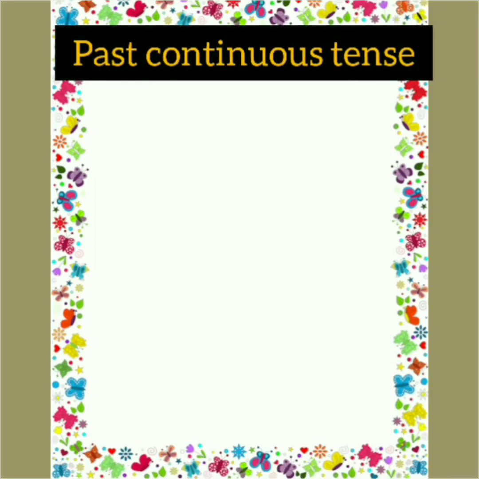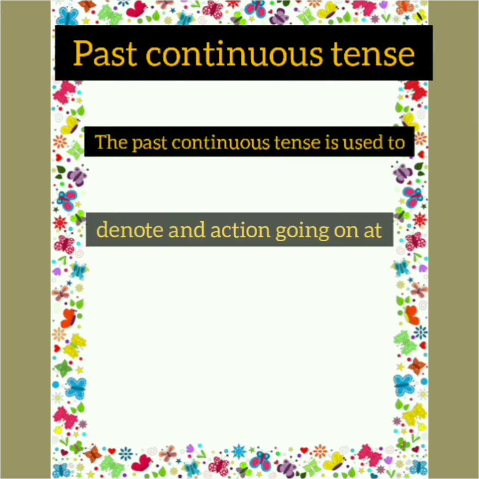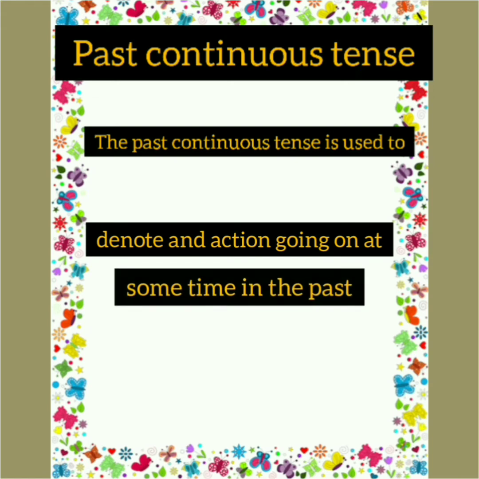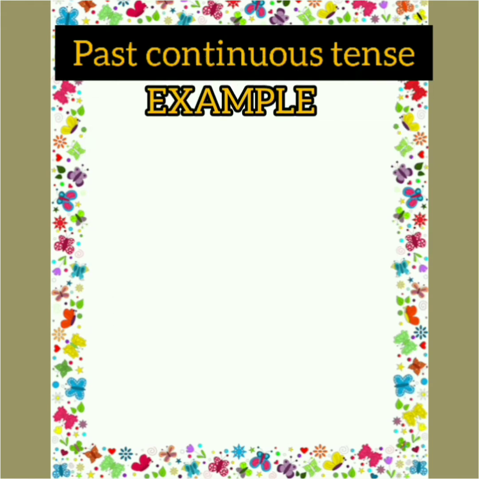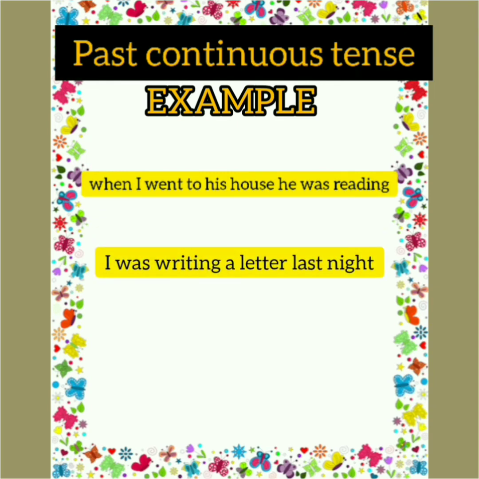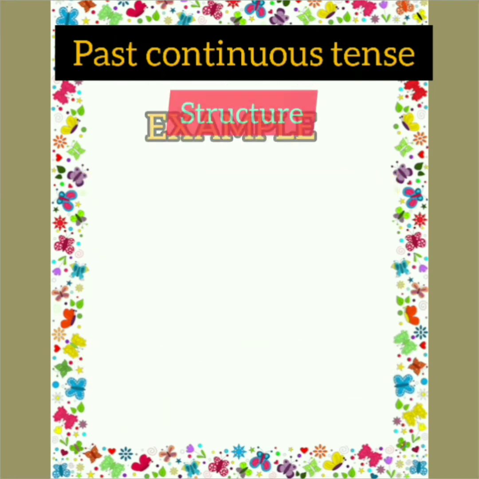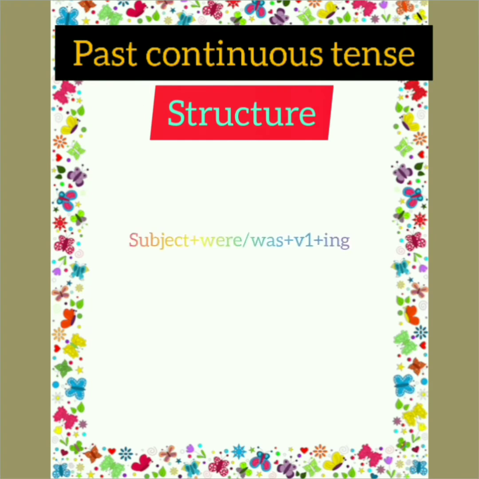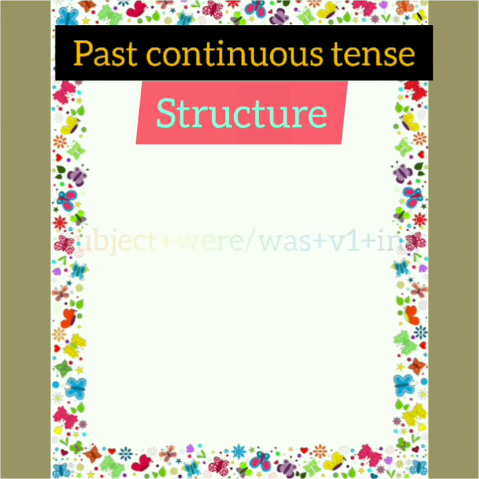Past continuous tense. The past continuous tense is used to denote an action going on at some time in the past. For example, when I went to his house, he was reading. I was writing a letter last night. The program was coming to an end. Structure of past continuous tense is subject plus were or was plus V1 ing.